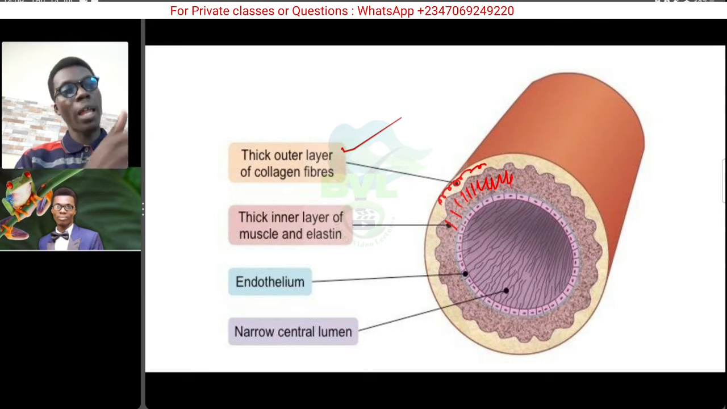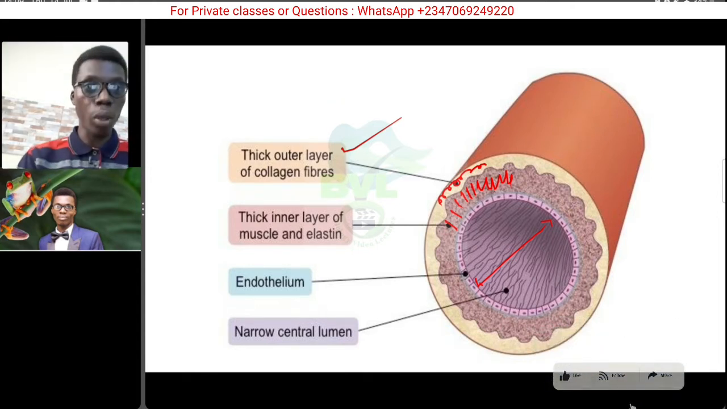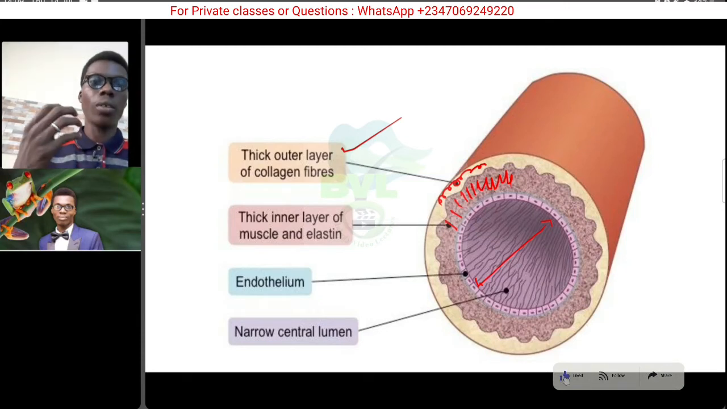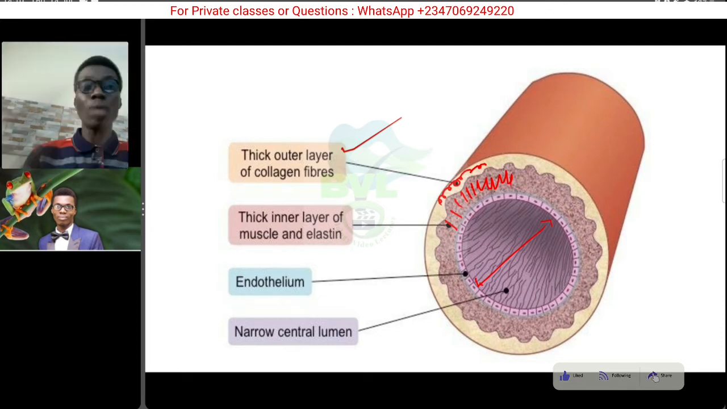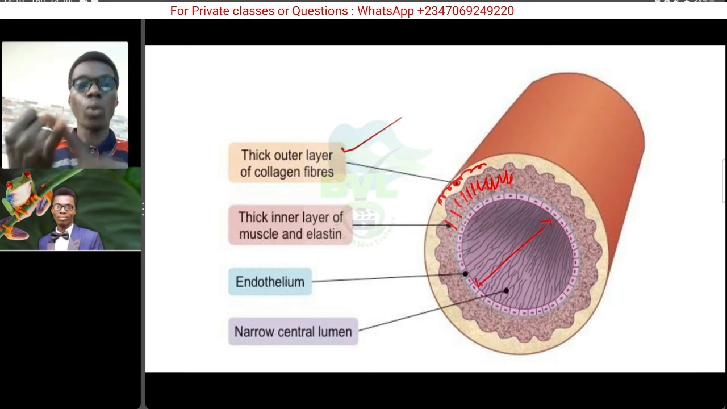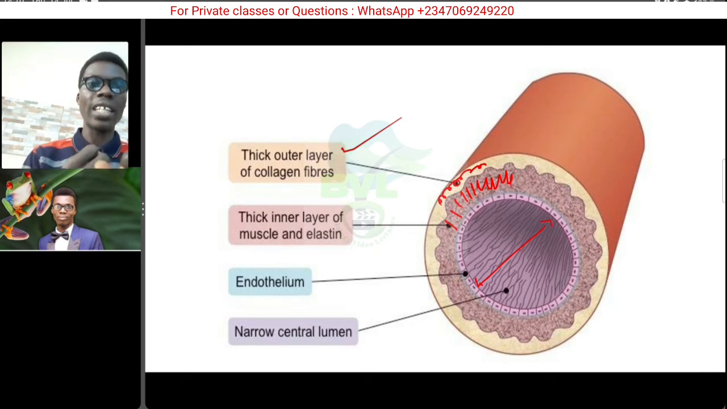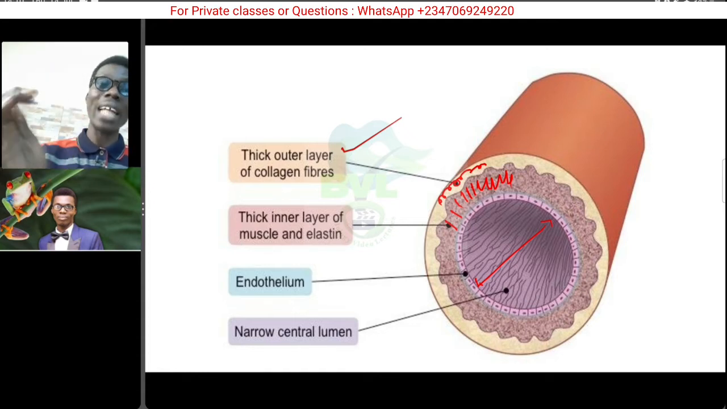So basically, this artery has this thickness, but a small lumen. Please don't mind the fact that the space here seems wide, but in reality, the lumen within the artery is quite small, so that blood can move at high pressure. For that reason, blood moves at high pressure in the artery. The wall is thick, the lumen is quite narrow, and it's elastic.